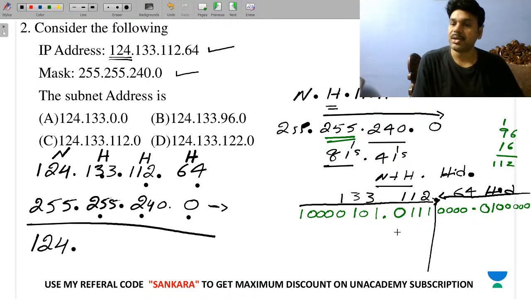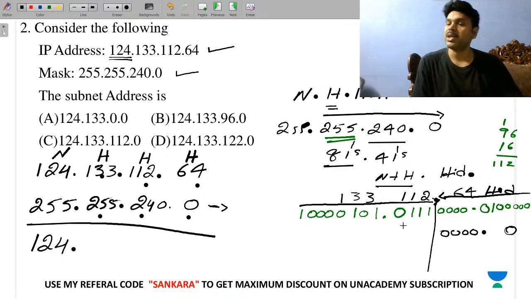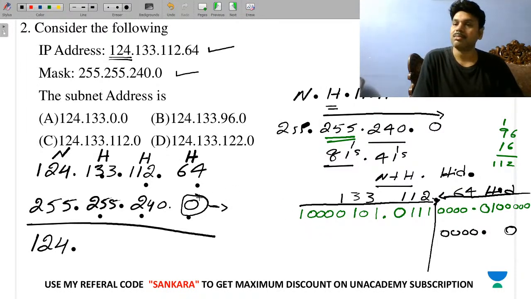So I already shared a trick. What is that? Make the host IDs zeros. That's why I have not written 64 into binary format initially. Why? Because anyhow you are going to get 0 only. Whenever the subnet mask octet value is 0, then automatically your subnet ID becomes 0. And the remaining values you drop as they are, because they are your subnetted bits. That's it friends, you got your subnet ID.